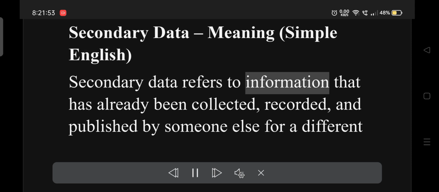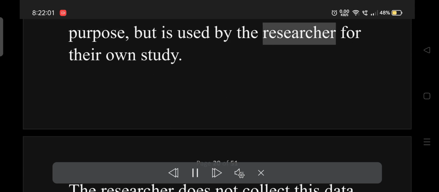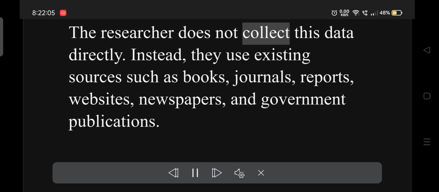Secondary data refers to information that has already been collected, recorded, and published by someone else for a different purpose, but is used by the researcher for their own study. The researcher does not collect this data directly. Instead, they use existing sources such as books, journals, reports, websites, newspapers, and government publications.